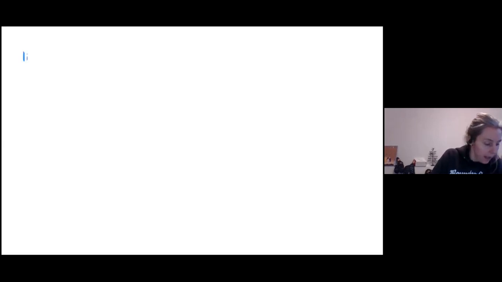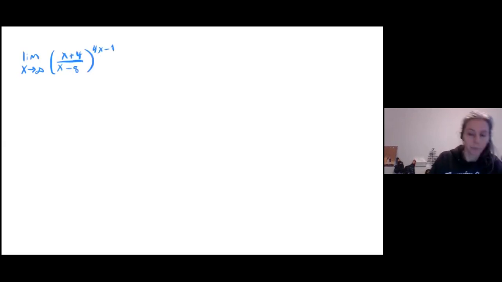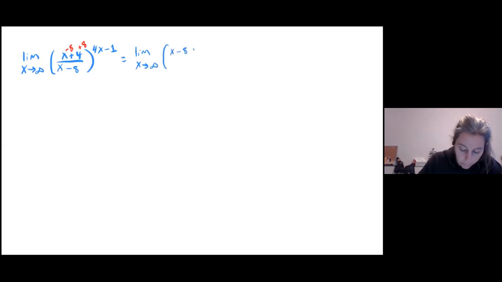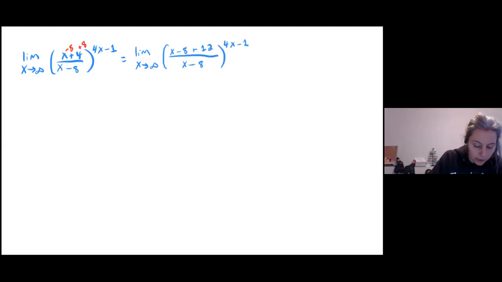the limit as x approaches infinity of x plus 4 over x minus 8 to the 4x minus 1. So the first thing that I'm going to do here is use my special division technique to make the numerator look like the denominator. So I'm going to do minus 8, and then I'm going to do plus 8. And that's going to give me the limit as x approaches infinity of x minus 8 plus 12 over x minus 8, all to the power of 4x minus 1. So here we're doing this in another way.